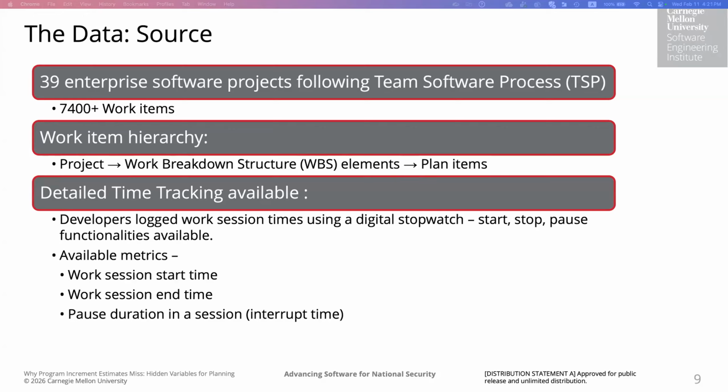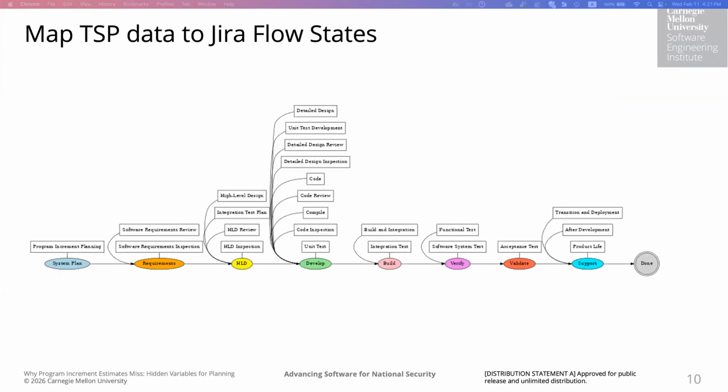The developers log their work sessions using a digital stopwatch, which has start, stop, and pause functionalities. For each of these sessions, we know the start time, the end time, and the pause duration within a session, which is when you put the stopwatch on pause, maybe because you need to take a break or take a phone call. That is what we call the interrupt time. All of this data enabled us to do fine-grained analysis for effort estimation.